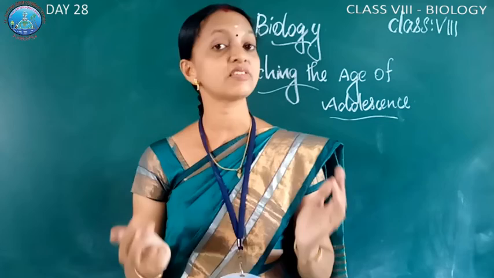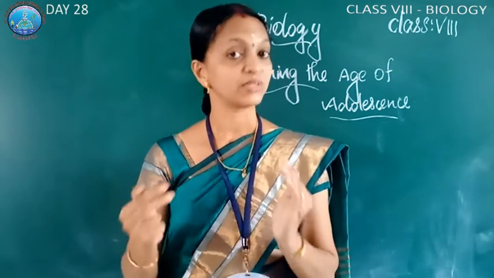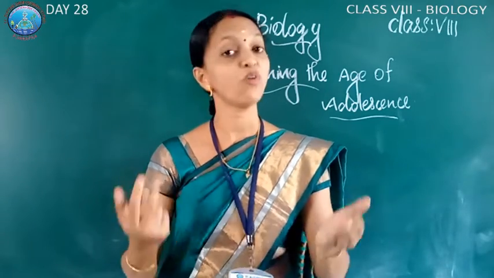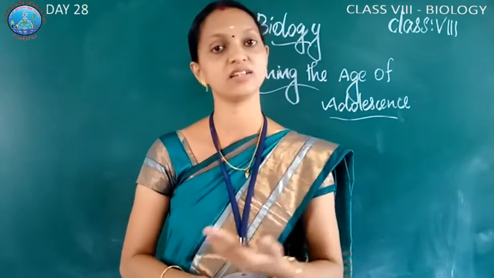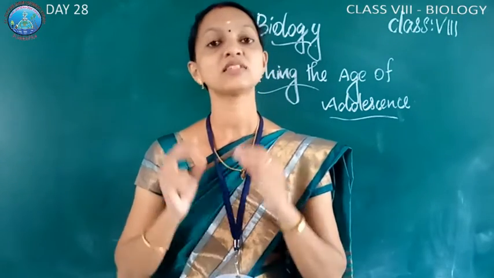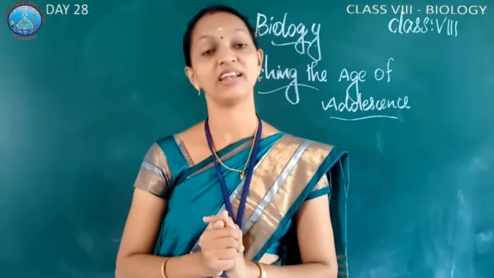So if fertilization does not occur, what happens? The released egg and the thicker lining of the uterus, along with some blood vessels, are shed off from the female body, and this process is called menstruation, bleeding in women.